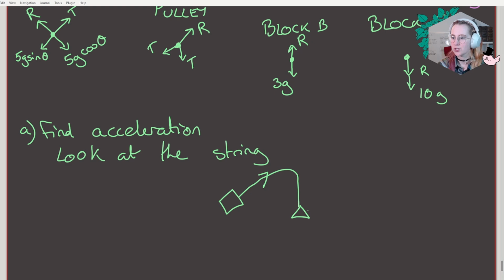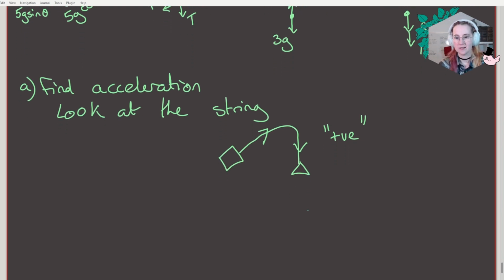And I'm going to assume motion in this direction. I don't have to. If I get a negative value, then we'll deal with that. But this is the direction that things are moving. So this is positive direction down. Okay. So at block A, I've said that's the positive direction of that equation.